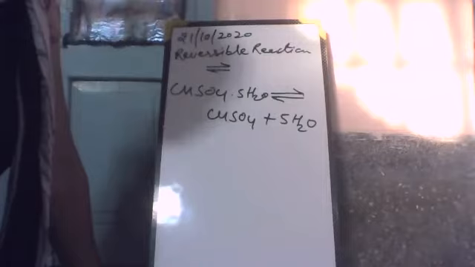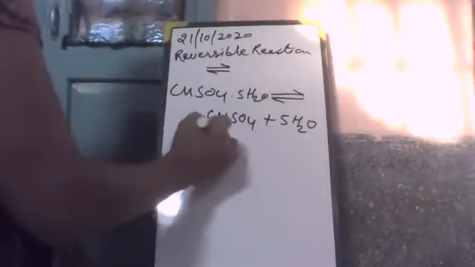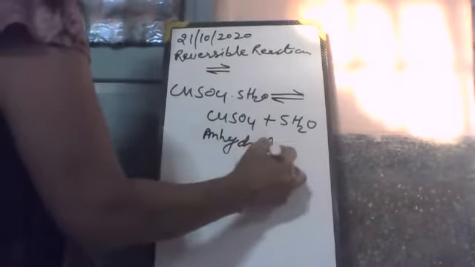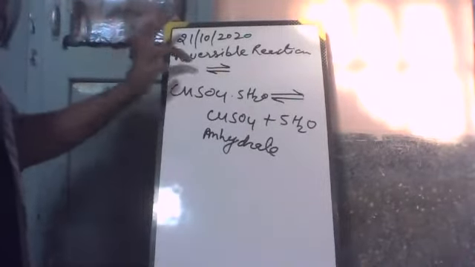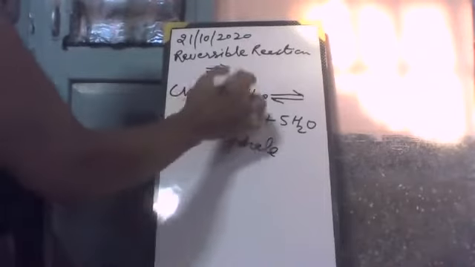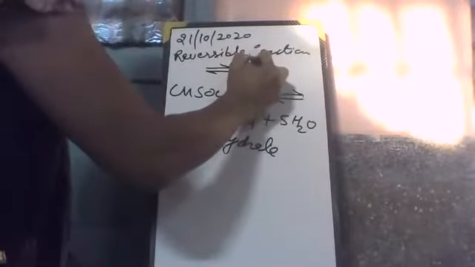This is the change of hydrated copper sulfate to anhydrous copper sulfate. This is anhydrous because it does not have molecules of water with this crystal, and this is hydrated copper sulfate. This is a reversible reaction and the equation for this reaction is this. To show the reversible reaction, we use this type of arrow to indicate that it is a reversible reaction.